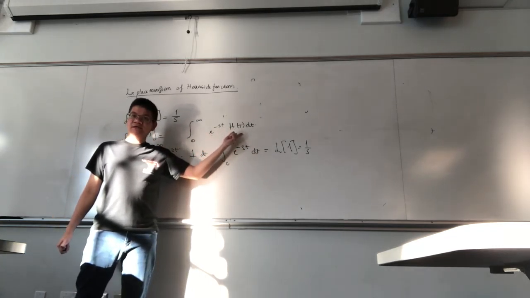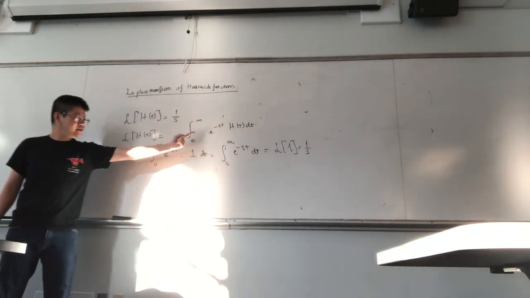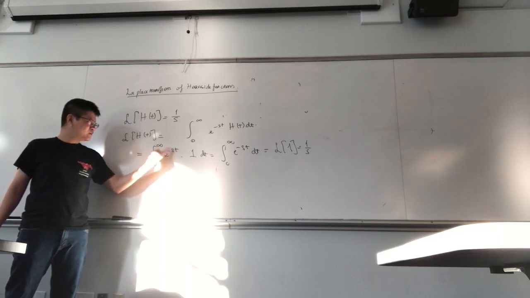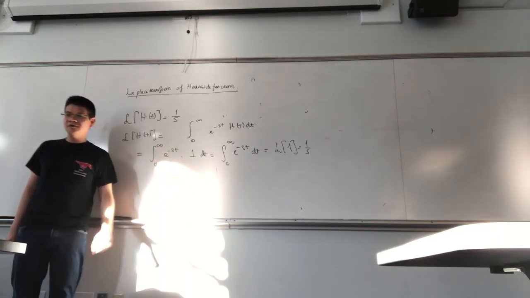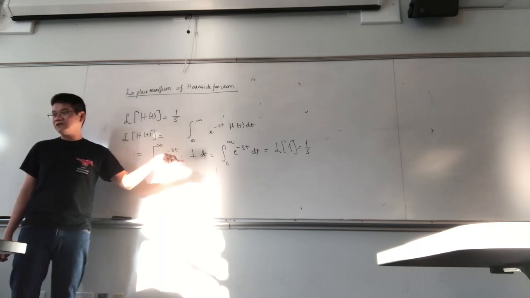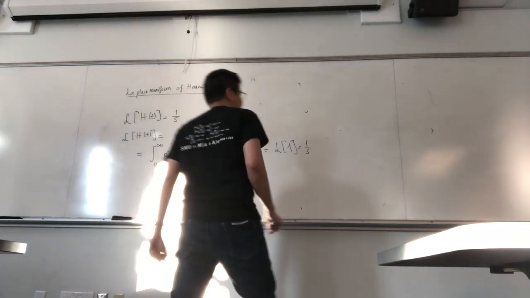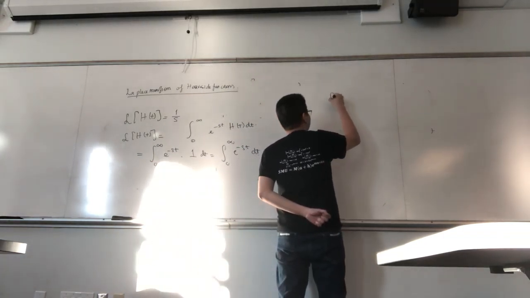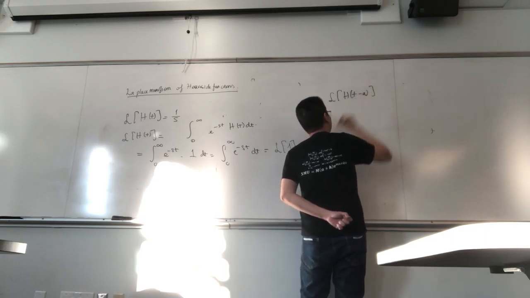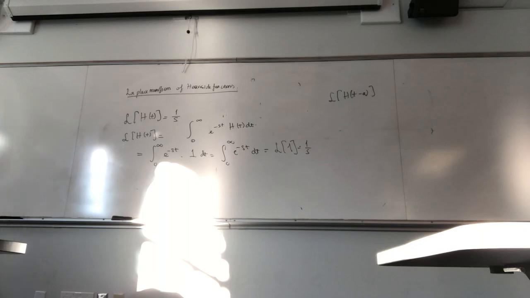But h(t) is 1 from 0 to infinity, which means that this will be the integral from 0 to infinity of e to the power minus st times 1 dt. But this is the definition of the Laplace transform of the function 1. And we know that this is 1 over s, right? So what is the Laplace transform of h of t minus a?